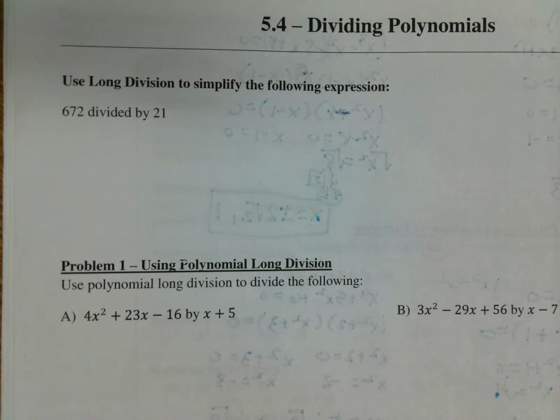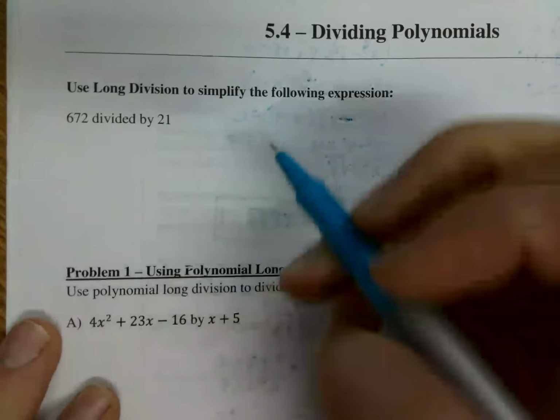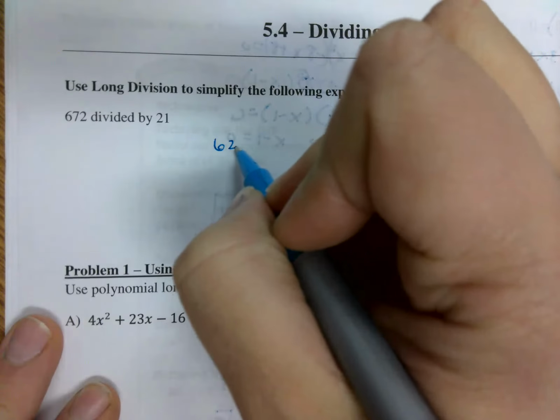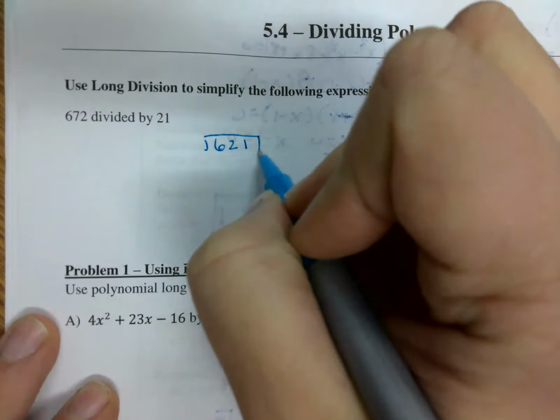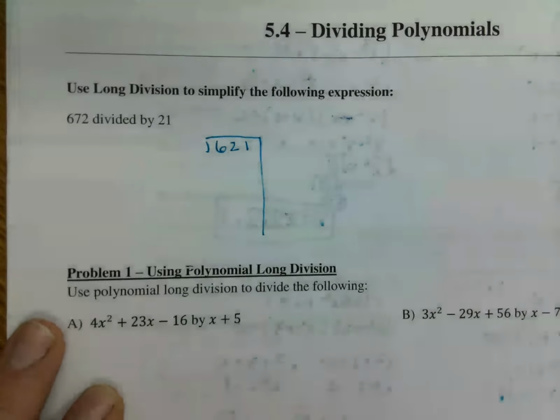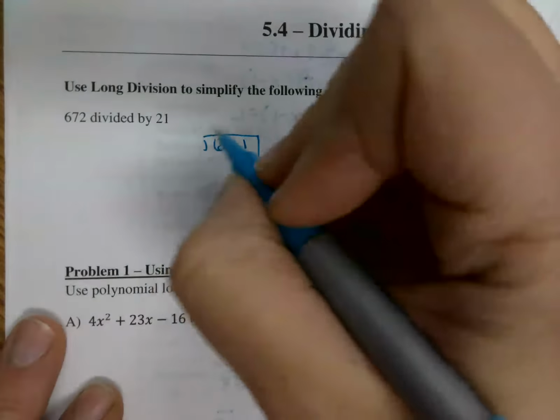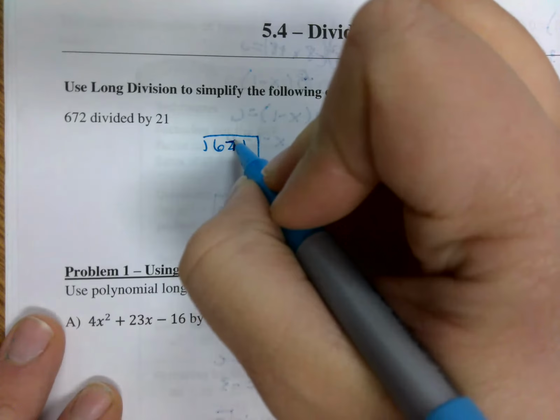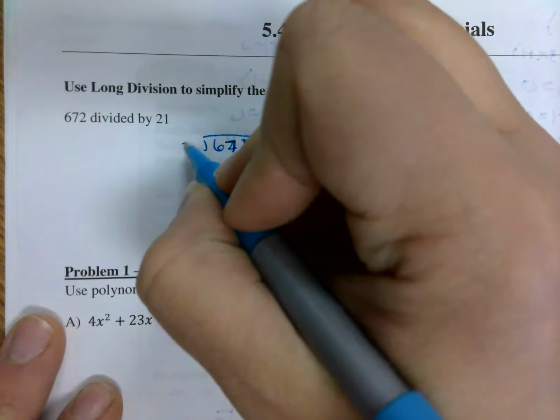For 5.4, dividing polynomials. Before we get into this, we're going to take us back to like 5th, 6th grade when we did dividing long form. So we had 672, and we would divide. Now some of you might have done division a little bit differently, but this is how I'm going to go over dividing. We're going to, and I meant to say 672 divided by 21.